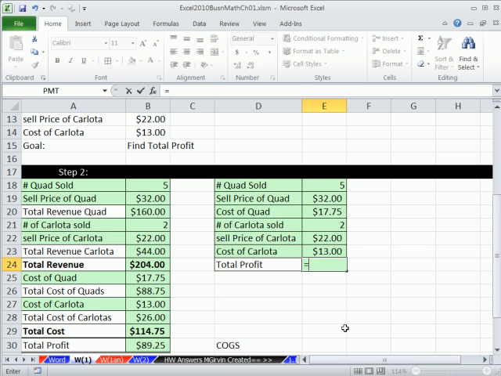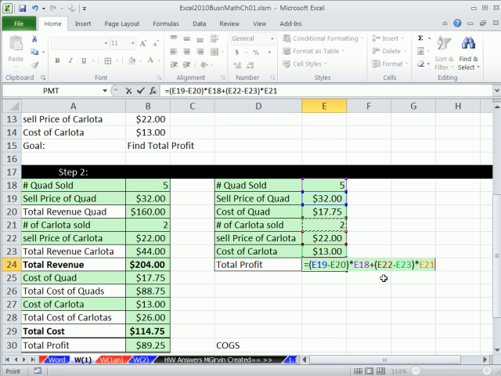So I'm going to go equals. And I know I need to subtract these two to get the single quad boomerang profit. But if I subtract and then multiply, the multiplication would be first. So I'm going to open parentheses. Sell price minus cost, close parentheses, times that. That's just the profit for the quads. Well, I need to add that, so I'm going to add. And then open parentheses. Oh, the next boomerang, price minus cost, close parentheses, times the 2.